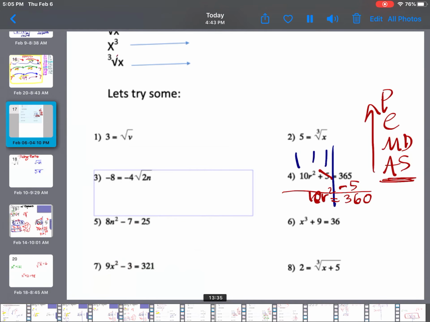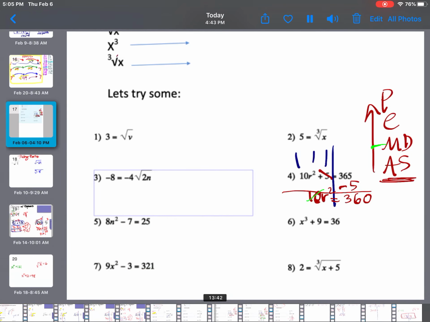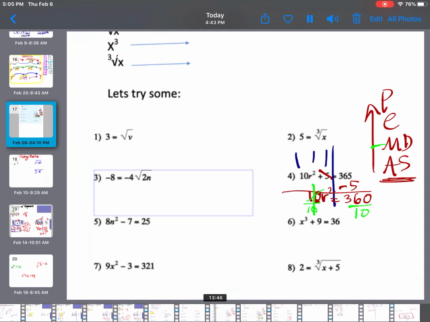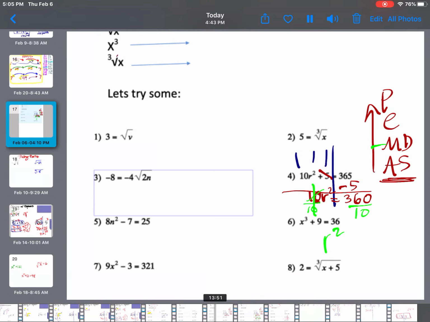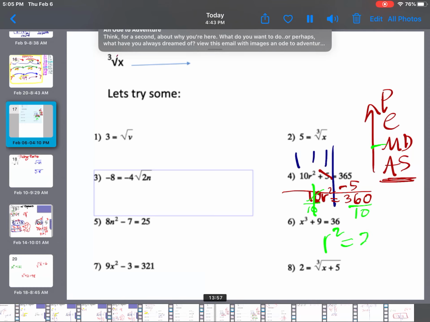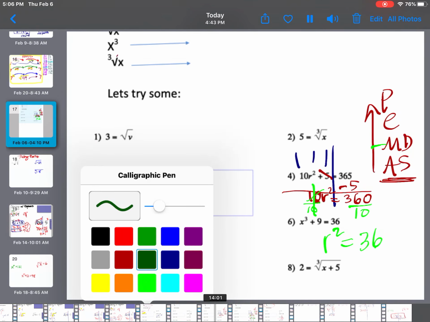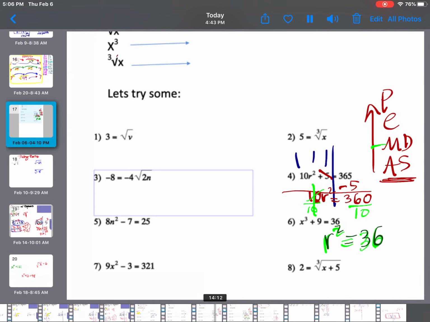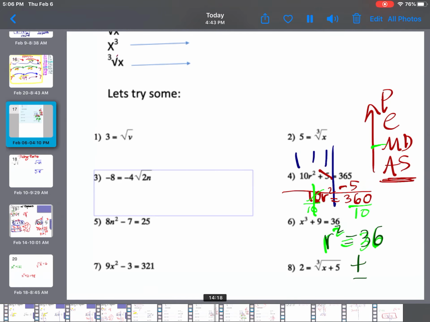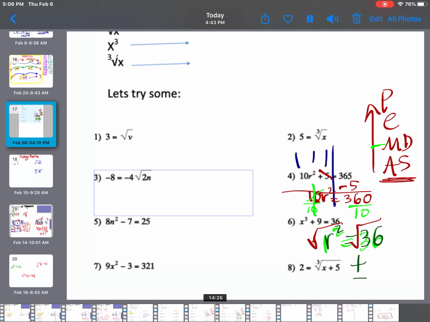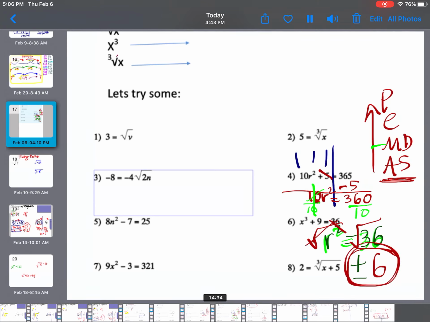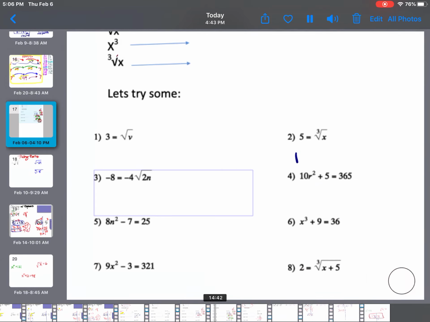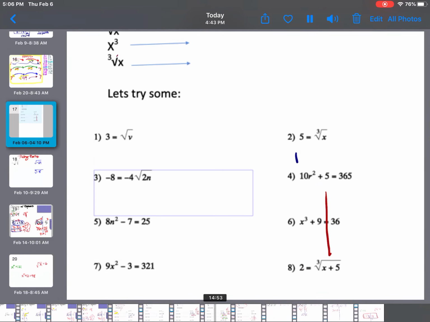Here is the next step. The next one is multiply and divide. So we are going to divide by 10, which leaves us with r squared equals 36. Now, the inverse operation of a squared is going to be square root. Whatever we do to one side, we have to do to the other. Because it has a 2 on it, I know this is going to be positive or negative 6.